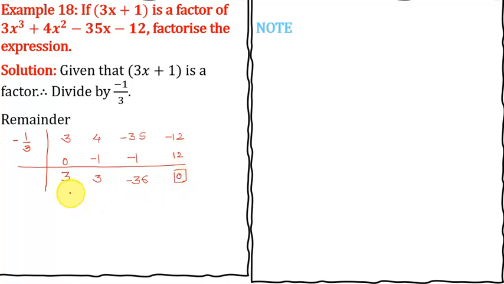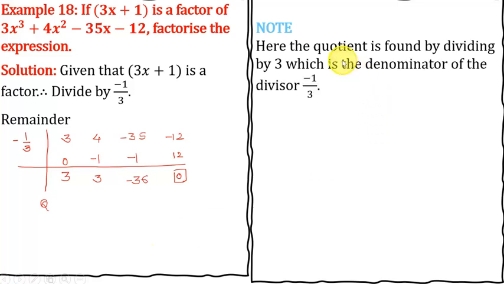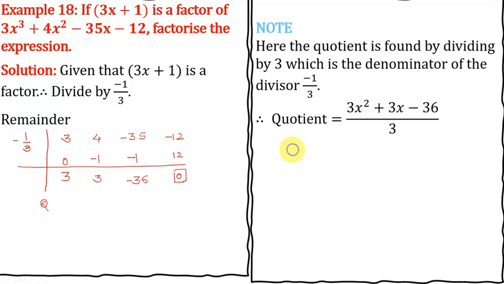Okay. Now divide this by 3. Therefore that will be your required quotient. Now see this here. The quotient is found by dividing by 3, which is the denominator of the divisor minus 1 by 3. And hence 3x square plus 3x minus 36 upon 3. If we divide, then you will have x square plus x minus 12.